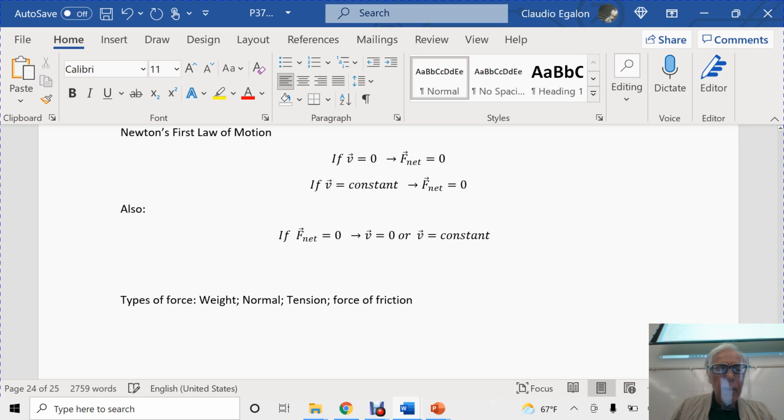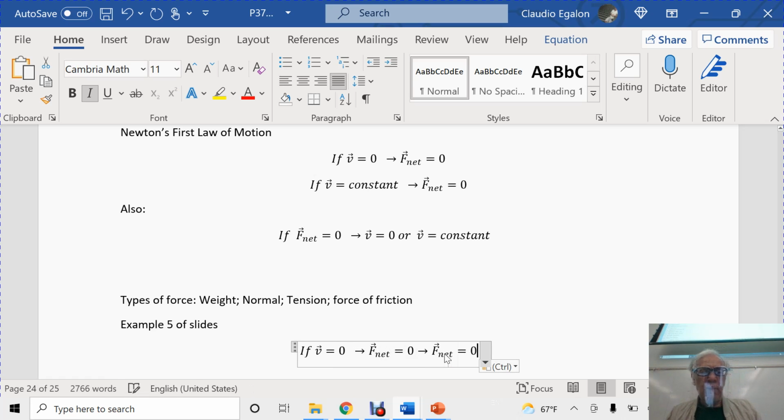Example 5 of the PowerPoint slides. Velocity is 0. Net force must be 0 too. And what does it mean? Now it is a question of being able to identify. That's the challenge: identifying what the individual forces are that are acting on the object. In that specific case, the net force should be what? Should be the weight.